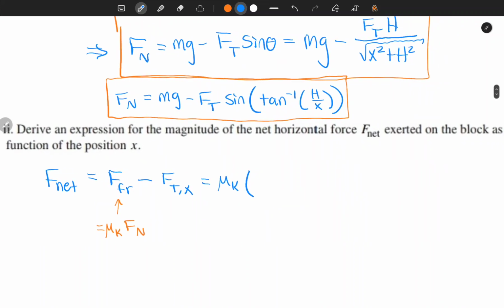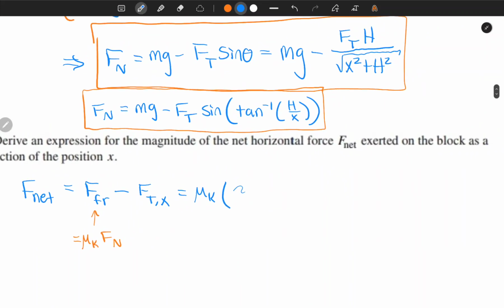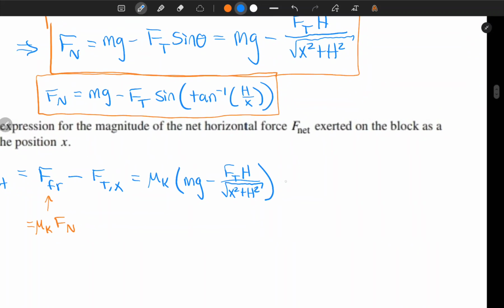So since we found the normal force above, we'll just plug in for it. We'll plug in mg minus F_T h over the square root of x squared plus h squared. And then we subtract a horizontal component of the tension. So it's minus F_T cosine theta. And it's cosine because it's the horizontal component.